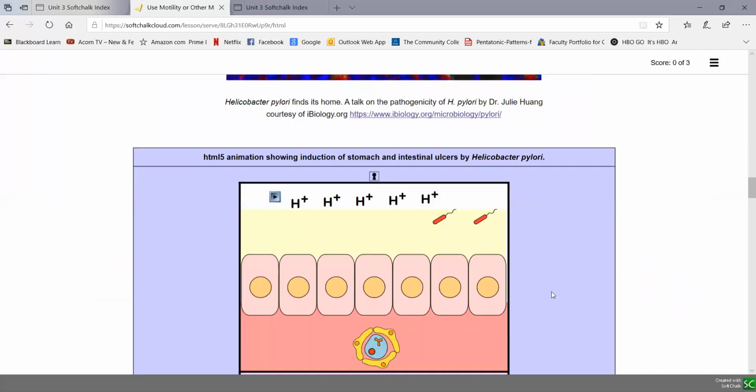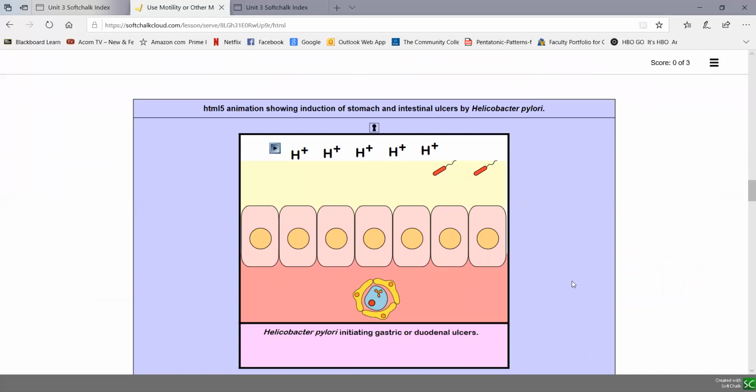And we have a little animation to kind of show you that process. Now, what we're looking at here primarily, again, is the motility part. We'll talk about the adhesins and the inflammatory response and all of that stuff as Unit 3 progresses. So in this animation, this is the mucus layer that's protecting the epithelial cells that line the stomach and duodenum from the acid, or protons, from the hydrochloric acid.